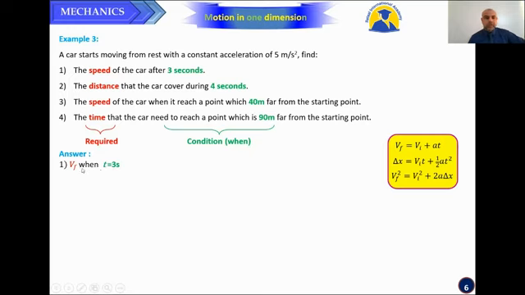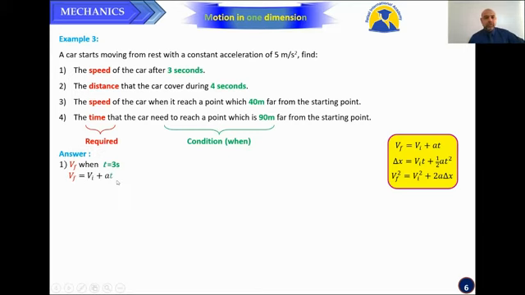So we need to find a formula that has V final and t. The first one has V final and t. The second one, we have t but no V final. The third one, we have V final but no t. So we need to use the first formula.